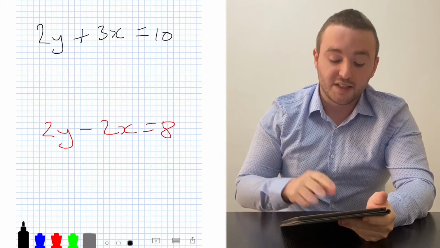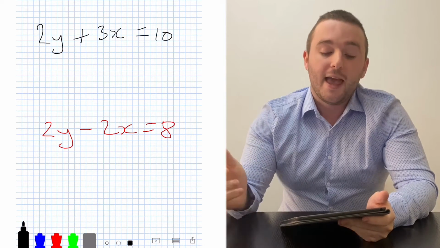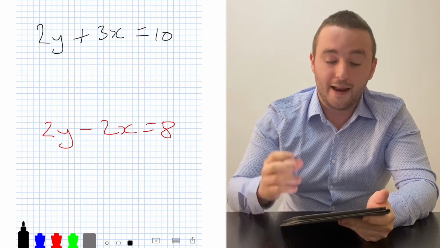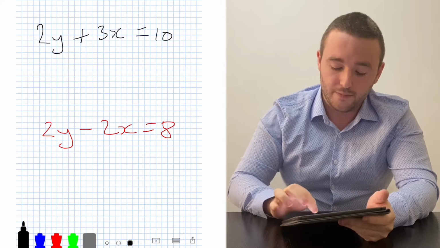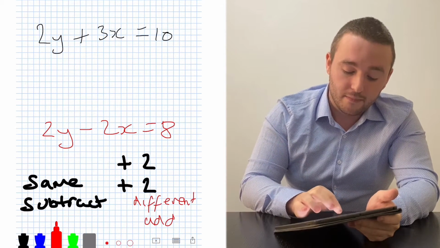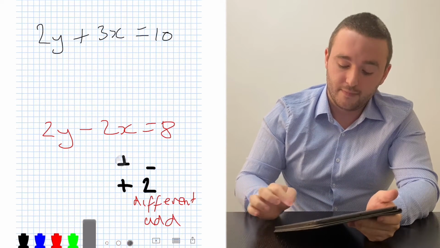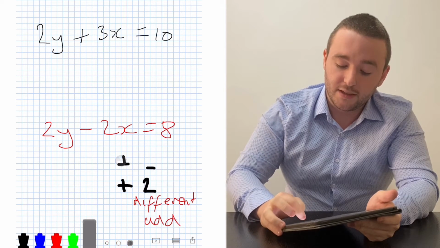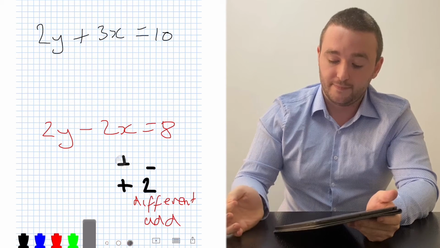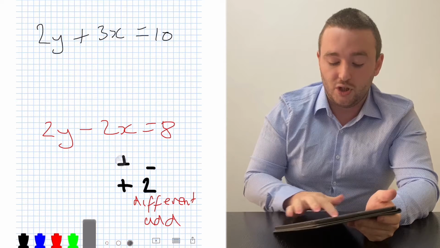Now we have to look at the signs in front of the numbers that we made the same. In this case, the numbers in front of y are positive 2 and positive 2. If the signs are the same, we subtract the two equations. If the signs are different, then we add the two equations. In this case, they are the same. So we are going to subtract the two equations.